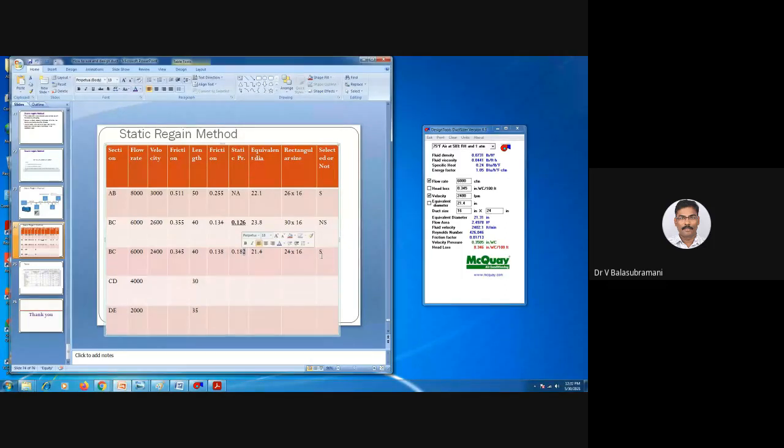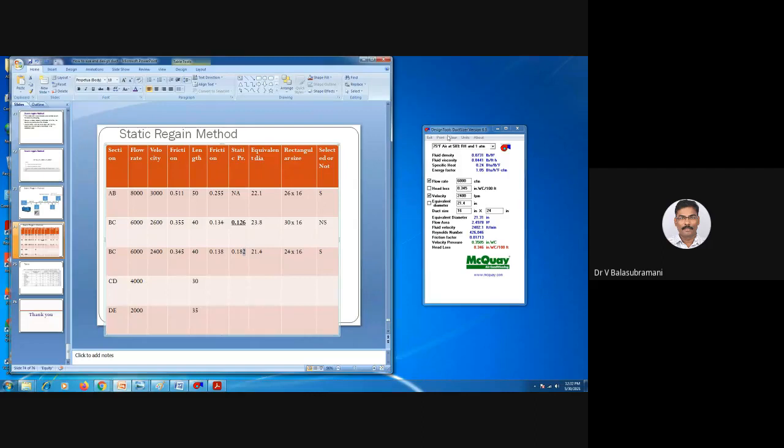Similarly, you have to go for CD, DE, and so on. So this is the static regain method. We are regaining static pressure, so the name is static regain method. How is it regained? By reducing the velocity of air. If the velocity is reduced, the pressure automatically increases. So I got the static pressure increase.